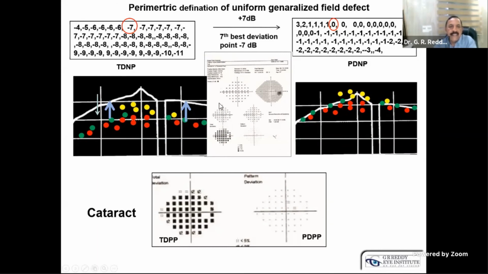Uniform generalized depression does not mean all the points should be -6, -6, not like that. During conversion, even 2 to 3 dB on either side of the mean, you can take it as a uniform generalized depression. So you always need to make the habit of seeing both probability plots as a single unit. A total deviation numerical plot showing generalized depression, and a pattern deviation probability plot showing no scotoma, we call it a uniform generalized depression. During conversion, all the points will become close to the slope of field of vision, and they will not be represented by any symbol, and no scotoma is seen in the pattern plot.